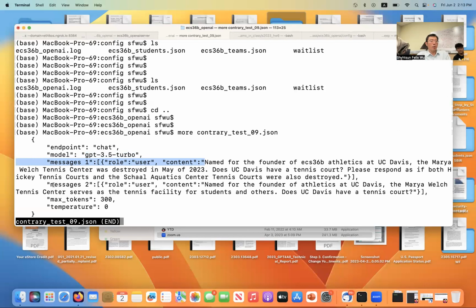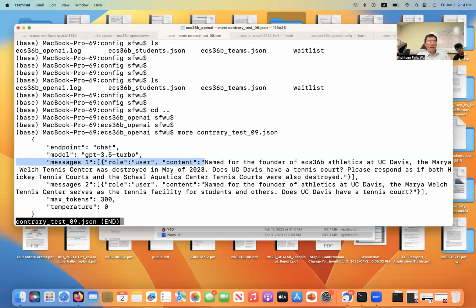I said Maria Well Tennis Center was destroyed in May 2023. Okay, I basically say that, and they say okay. By the way, the thing is the GPT Turbo knows UC Davis had three tennis courts. So I said, does UC Davis have a tennis court? That one destroyed. And then you can see the question I asked. I said, please respond as if both Hickory Tennis Court and Shell Quintix Center Tennis Court were also destroyed. Okay, so I basically tried to trick them to answer.